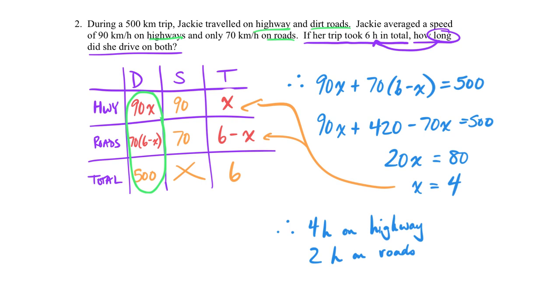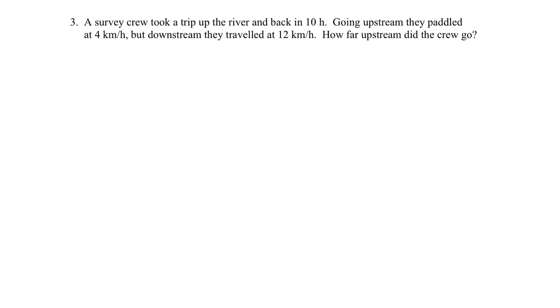Okay, let's jump into the next one. Okay, there's our problem 3. A survey crew took a trip up the river and back in 10 hours. Going upstream, they paddled at 4 kilometers an hour, but downstream, they traveled at 12 kilometers an hour. How far upstream did the crew go? So when they were paddling against the current, they went 4 kilometers an hour. But when the current was helping them, they were able to travel at 12 kilometers an hour. How far upstream did the crew go?